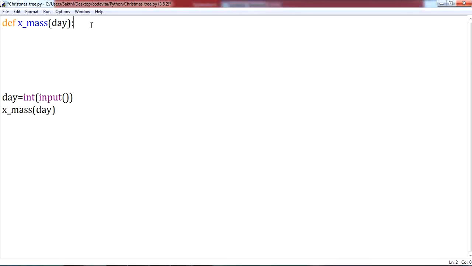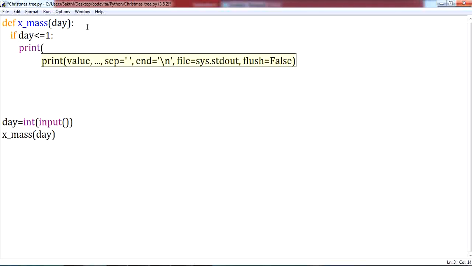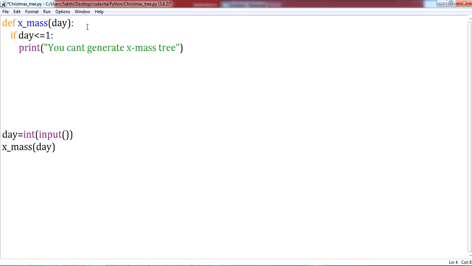If your day is less than or equal to 1, what am I supposed to print? I am supposed to print some message, right? What is the message they have given? You cannot generate Christmas tree, right? And after this, I don't want any more execution. I am supposed to stop it, so let me give return.